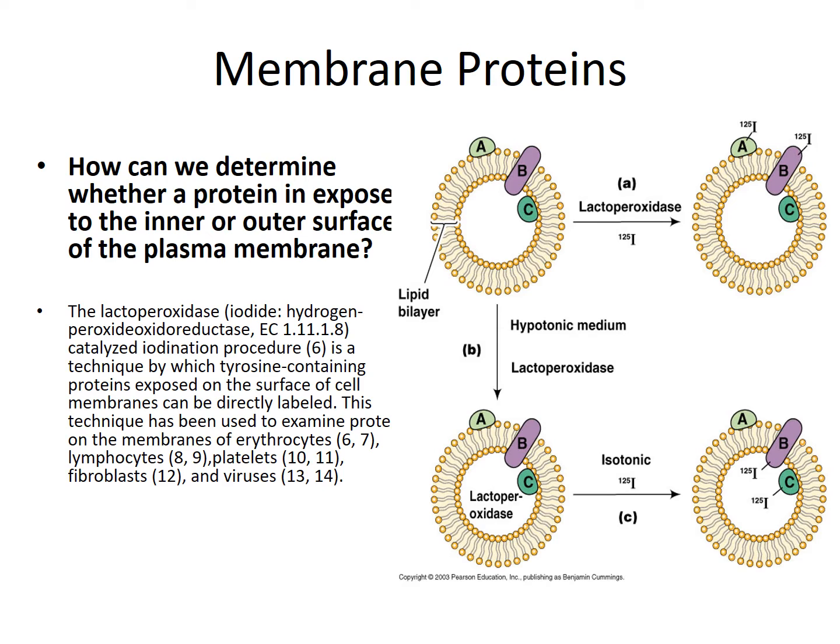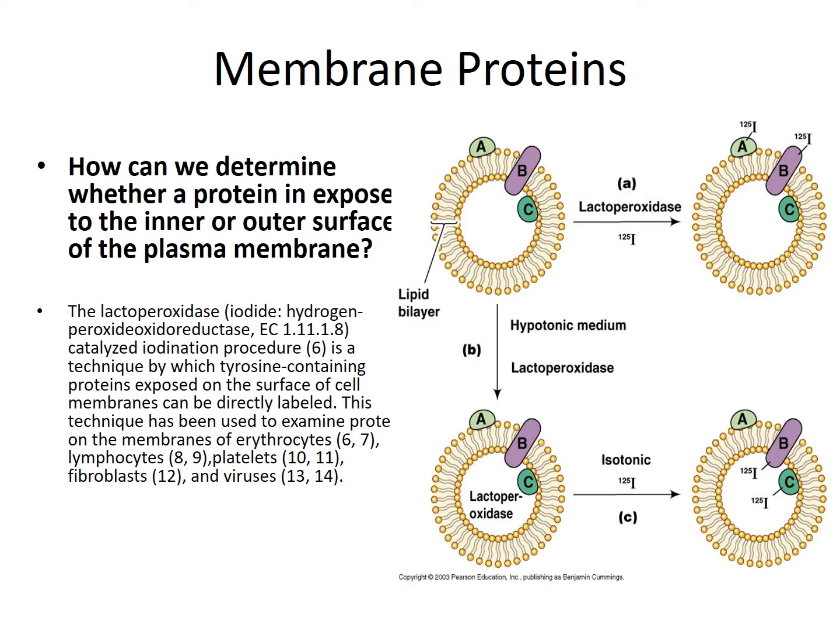or phosphorimager. So right away we would know A and B had parts exposed to the outside, and C was completely protected. So it's kind of a protection assay. If you swell the cells up, like red blood cells, and then you add lactoperoxidase, you put the lactoperoxidase inside, you then reseal and add I-125. B and C are labeled, but A is not.